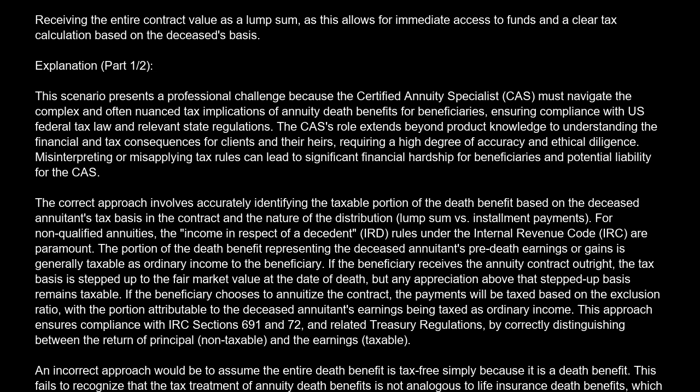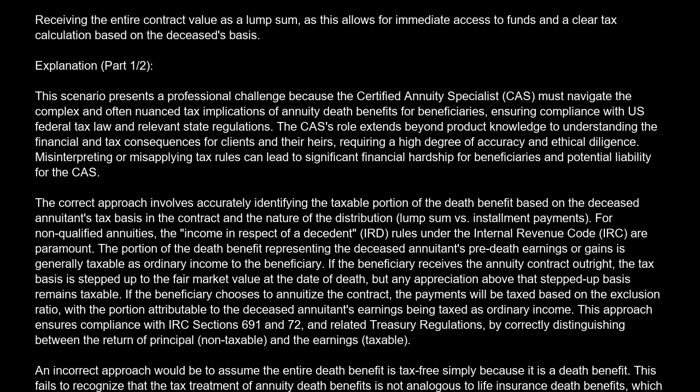Explanation: this scenario presents a professional challenge because the Certified Annuity Specialist, CAS, must navigate the complex and often nuanced tax implications of annuity death benefits for beneficiaries, ensuring compliance with U.S. federal tax law and relevant state regulations. The CAS's role extends beyond product knowledge to understanding the financial and tax consequences for clients and their heirs, requiring a high degree of accuracy and ethical diligence. Misinterpreting or misapplying tax rules can lead to significant financial hardship for beneficiaries and potential liability for the CAS.